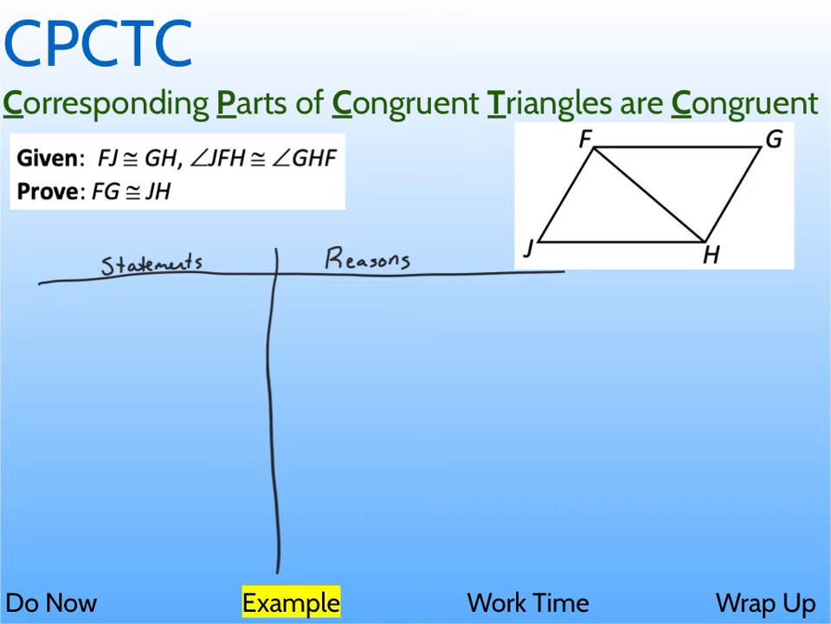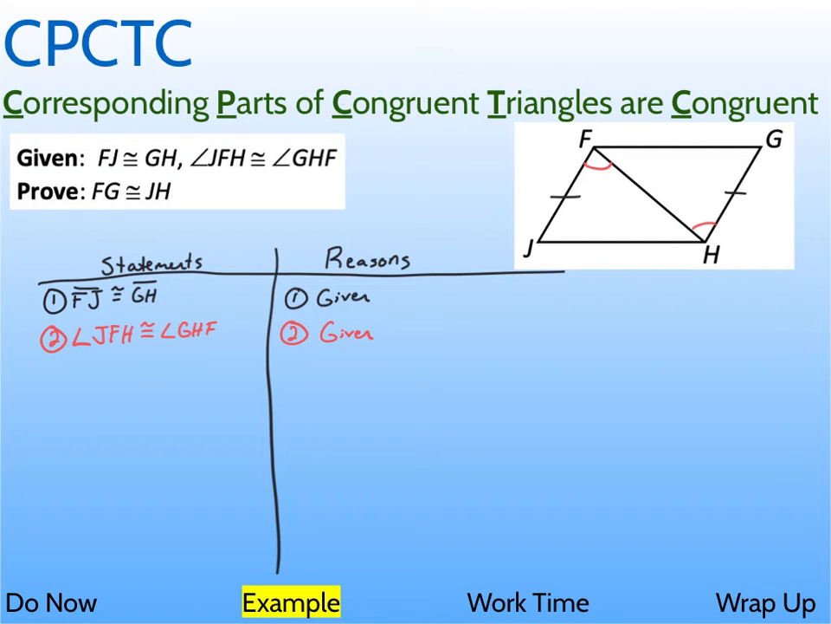So I'm going to start with the given information, and I'll color code it. So FJ is congruent to GH, and I'm going to put that in black. And angle JFH is congruent to angle GHF, and I put those in red. So now, our goal here is we want to find congruent triangles.